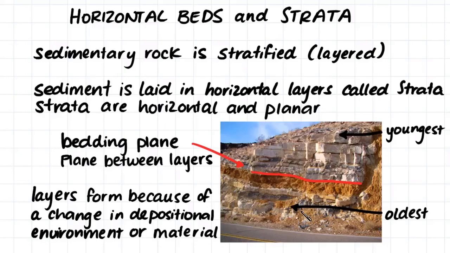We can see here in this photo that we have had one type of sediment laid down, and then a change in depositional environment has caused a different type of sediment to be laid down on top, in between which is a bedding plane. We know that the strata towards the bottom of a series is older than the strata at the top, and this happens because the sediment is laid in this way.